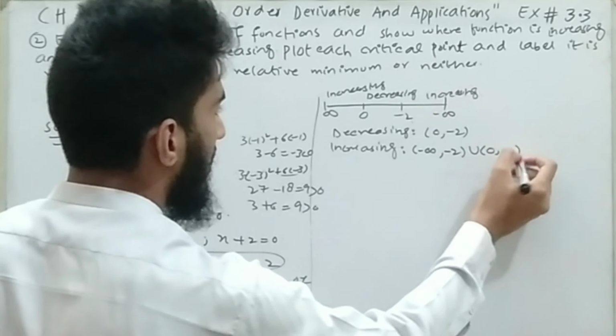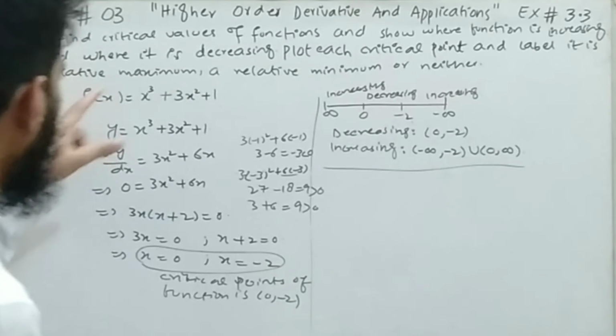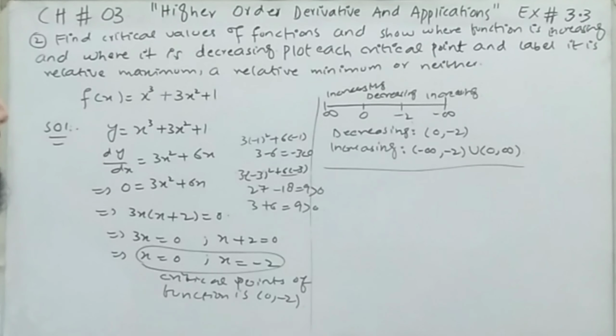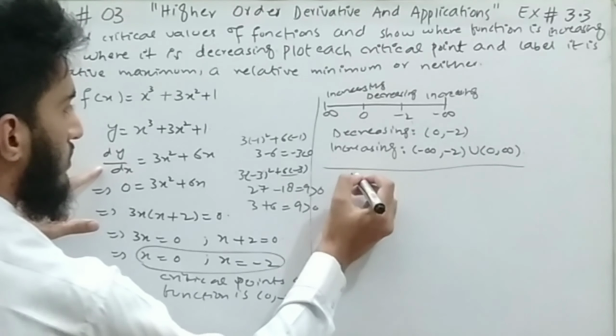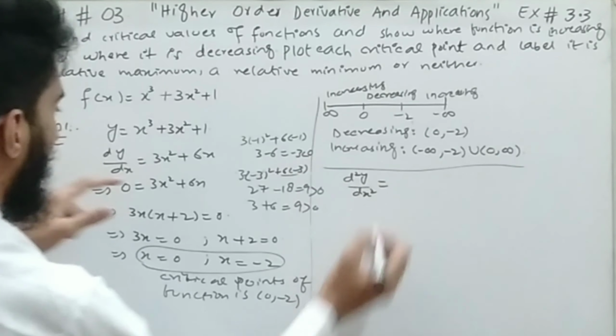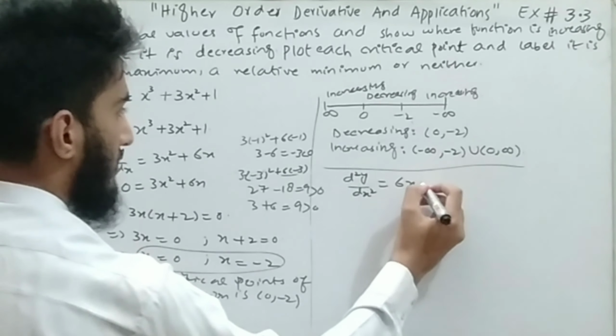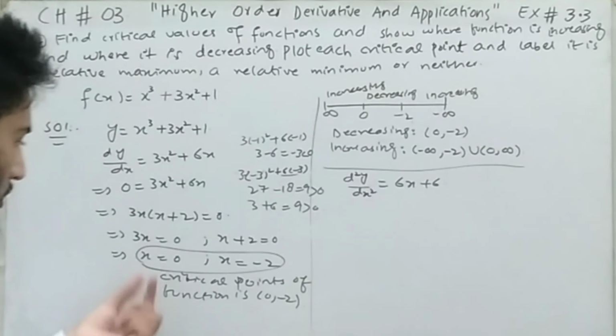These are the increasing intervals. Now after this I am going to find the relative maxima and relative minima. For the relative maxima and relative minima, I will differentiate the first derivative. For the second derivative, d square y by dx square will be 3x square's derivative, 6x, and derivative of 6x is plus 6. Now I have two solutions.